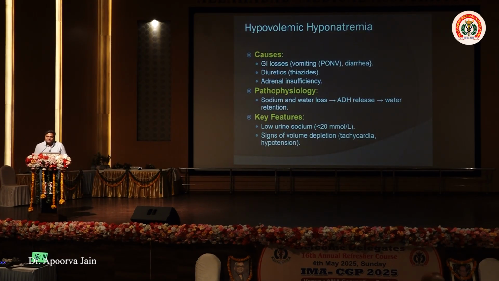Now we come to all three classes of hyponatremia one by one. First is hypovolemic hyponatremia. The cause is obvious. There has to be a loss of volume. So GI losses, vomiting. Most important is post-operative nausea and vomiting. It's a point which has to be highlighted multiple times in surgical patients, in patients with gynecological surgeries, orthopedic surgeries, general surgeries. Post-operative nausea and vomiting reduces effective arterial blood volume, which triggers ADH, retains water, and reduces sodium.